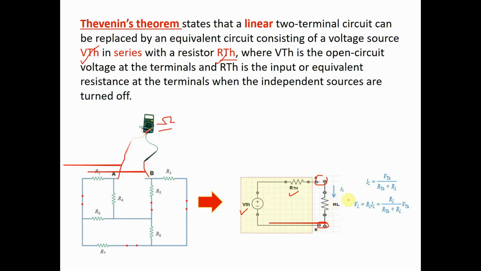What will be IL here? Of course, IL will be equal to VTH divided by the total resistance. And what will be VL? VL, using Ohm's law, is IL times RL. Or we can use the voltage division rule, where VL will be equal to RL multiplied by VTH divided by RTH plus RL. Okay? So we have simplified this very complicated circuit into a very simple circuit.